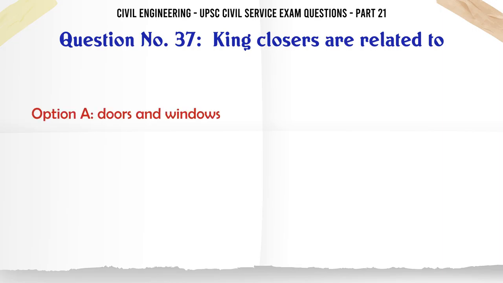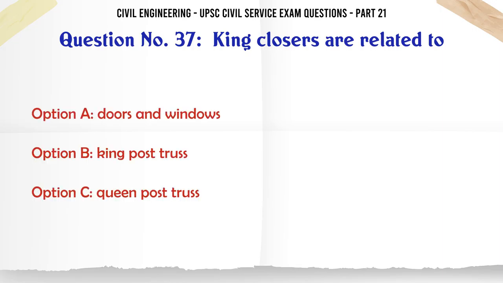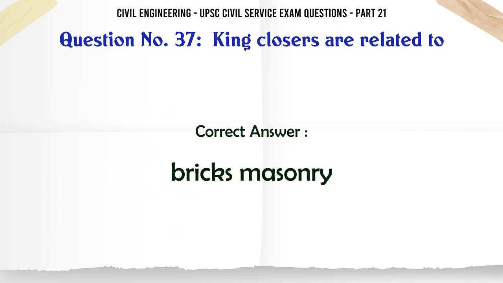King closures are related to A. doors and windows. B. King post truss. C. Queen post truss. D. Brick masonry. The correct answer is brick masonry.